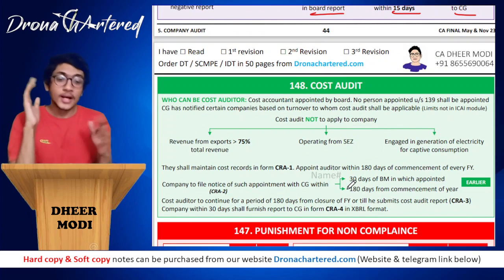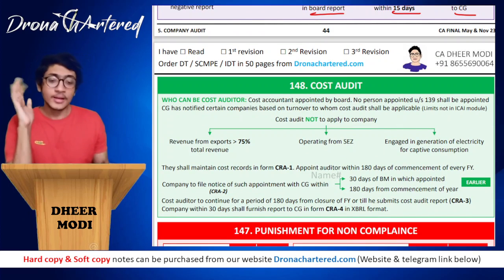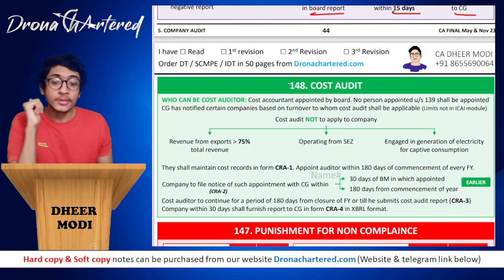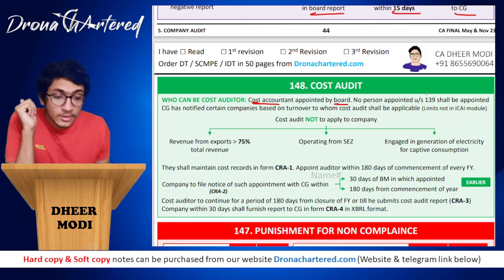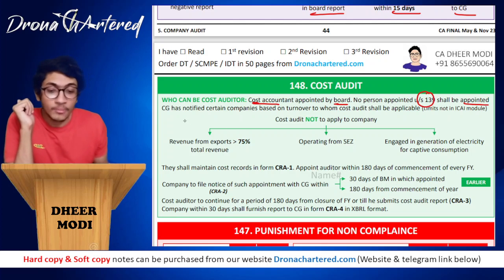Okay, and coming to our last part, that is your cost audit. Cost audit is section 148. So who can be cost auditor? Cost auditor can be a cost accountant appointed by the board. No person appointed under section 139 shall be appointed.